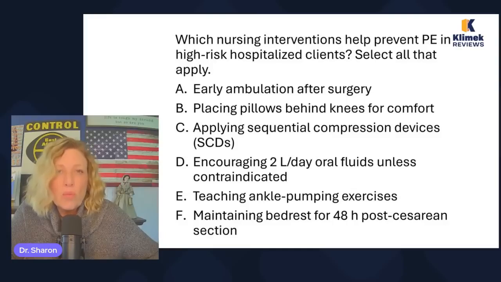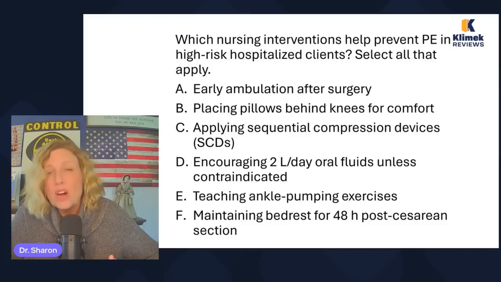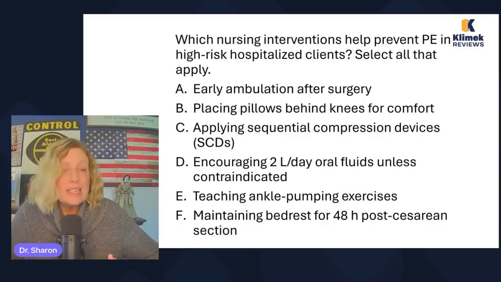So you want to get them up and walking. And if they can't get up and walking, do some active range of motion that's going to get blood flowing, right? So early ambulation is good. SCDs is good. That gets the blood moving through the legs. Ankle pumping exercises is good. So A, C, and E are essentially all the same intervention, just different ways of doing it. So I like A, C, and E.